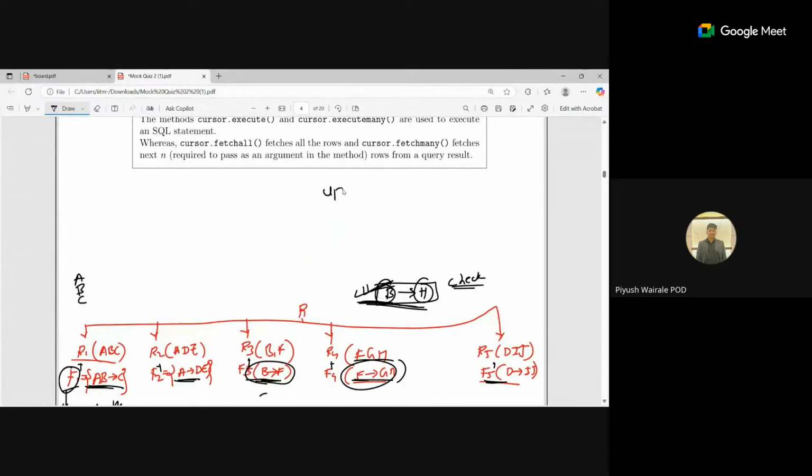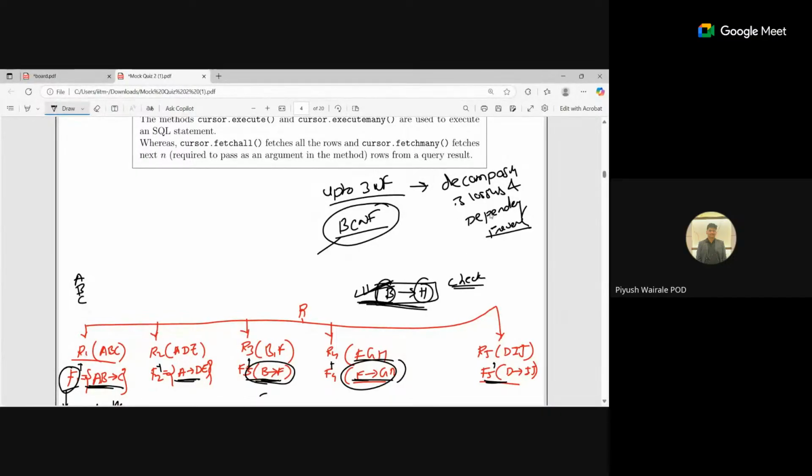So up to 3NF, decomposition is lossless as well as dependency preserving. But if you check for BCNF, there may be a possibility that all the decomposed relations are in BCNF, but dependency is not preserved, right? So you need to check for those things as well. But up to 3NF, when we decompose a relation, dependencies are generally preserved.